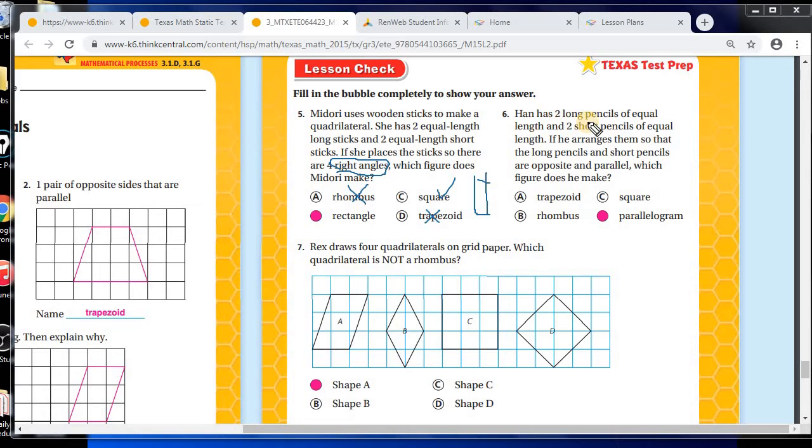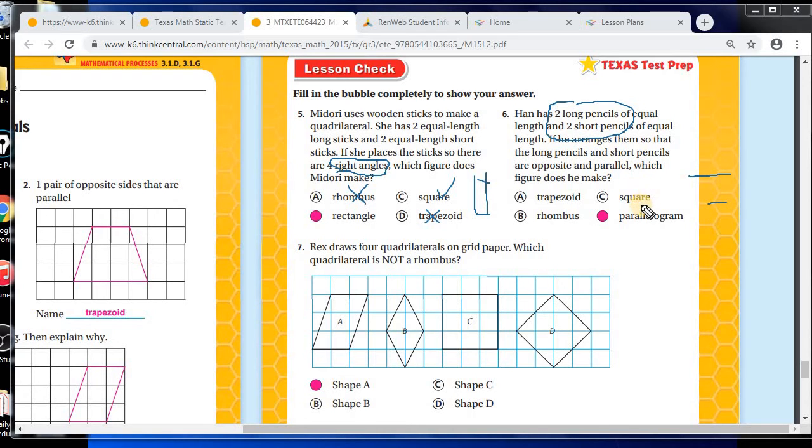The next one, Han has 2 long pencils of equal length and 2 short pencils of equal length. Okay, so now you have a key of what you're looking for. If he arranges them so that the long pencils and short pencils are opposite and parallel, which figure does he make? So that's the key. 2 long and 2 short pencils so that the long pencils and short pencils are opposite. So 2 long and short are opposite.